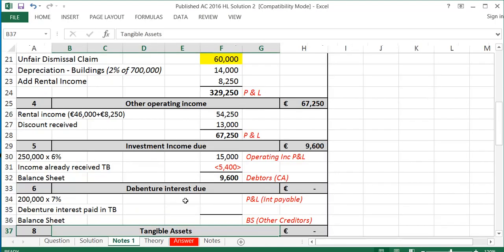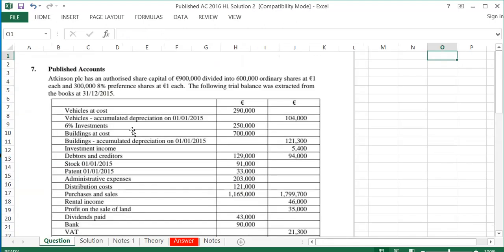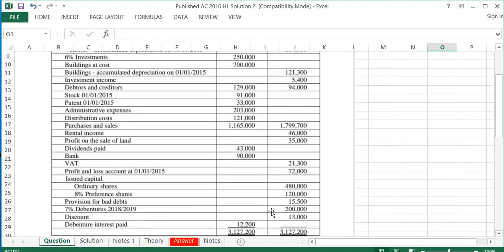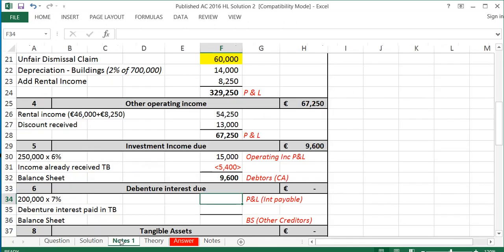The next thing I have to do is take away my interest payable. So I need to do a note on interest payable, which is my debenture interest. So if I go back to the question again, go back to the trial balance and look at my debentures, they are 7% debentures and they are 200,000 of a loan. So the interest is going to be 200,000 by 7%, which is 14,000. Now I want to see, was any of that debenture interest paid? Have I paid any of that in the trial balance?